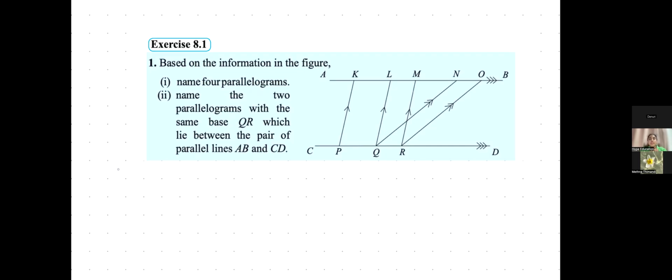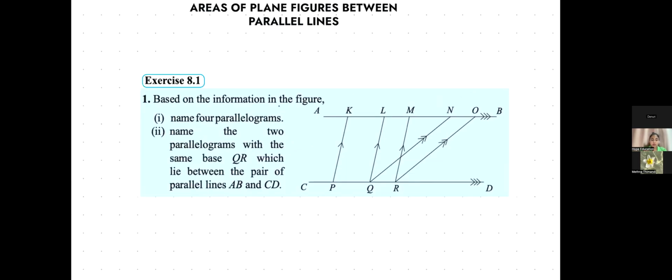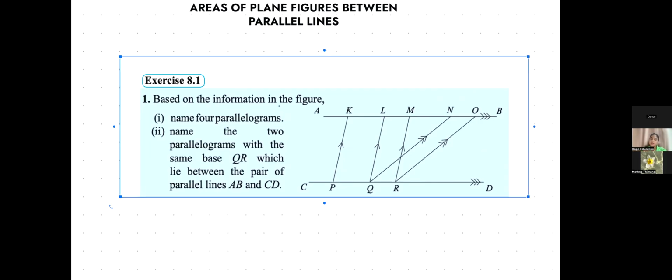What is the main feature, or what are the features of parallelograms that you know? Tell me one first, before doing this. What are the features of parallelograms that you know? First of all, tell me that. What are the features of a parallelogram? We have already done parallelograms, right? So you just have to remember what you did in grade 10.